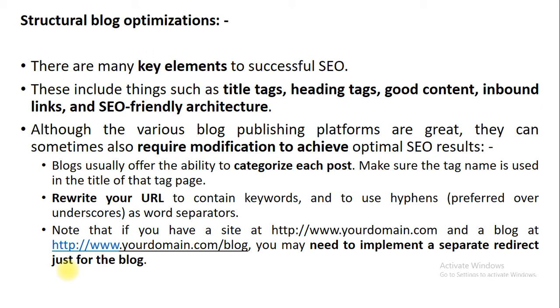So certain points to improve the blogs are: number one, categorize each post and use the tag name in the title of that tag page. That means when a particular blog belongs to a particular category, at that time you need to arrange it category wise, each post. Next is to rewrite your URL to contain keywords and to use hyphens, preferred over underscores, as a word separator.